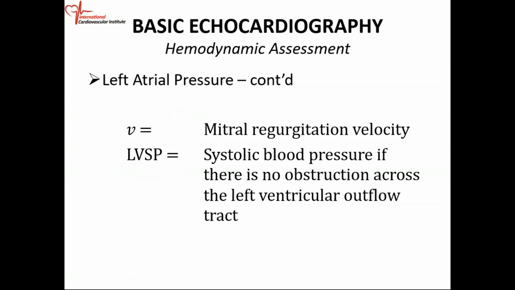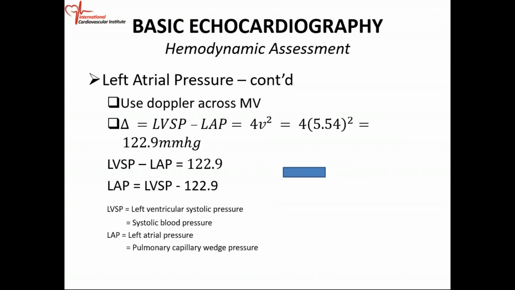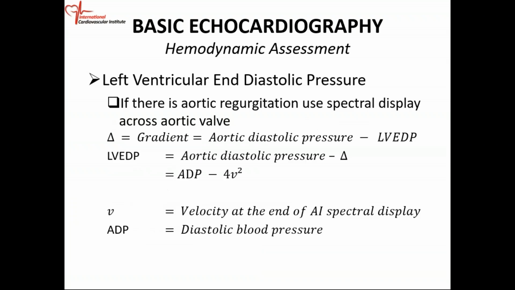So we can use the concept of regurgitation to calculate pressures, because gradient is a pressure difference, and we went over that. Now we're going to move on, and we're going to look at aortic regurgitation or aortic insufficiency. We're going to try and understand what's going on when you have aortic regurgitation.